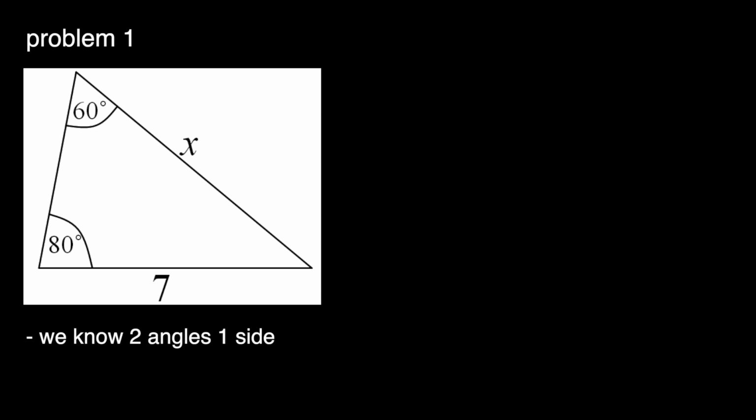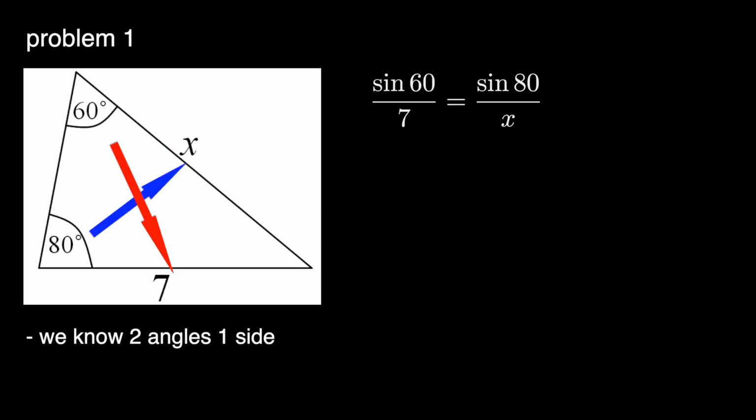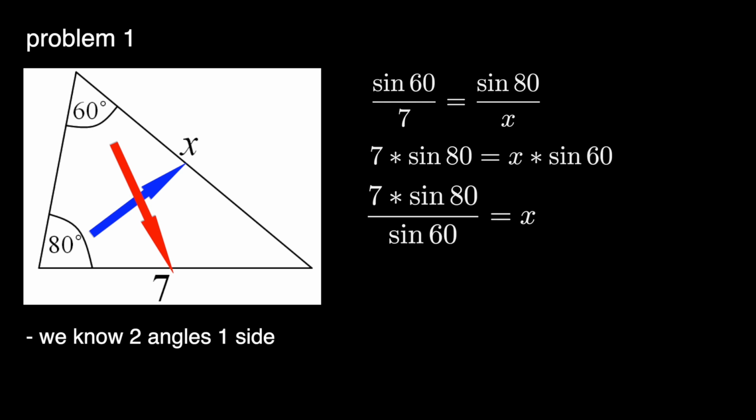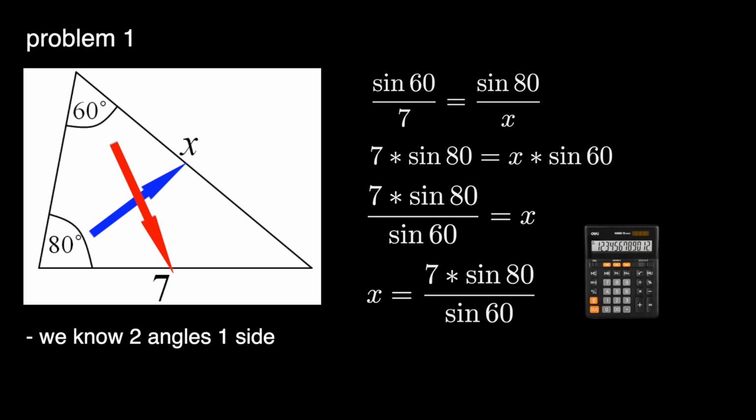Let's take a look at this sine law problem. In this problem, we know 2 angles and one side and are asked to find the other side. Using sine law, we know that sine 60 over 7 equals sine 80 over x. Now we just have to solve by cross multiplying, then dividing both sides by sine 60 to isolate x. You can enter the right side into the calculator, and the answer is approximately 7.96.